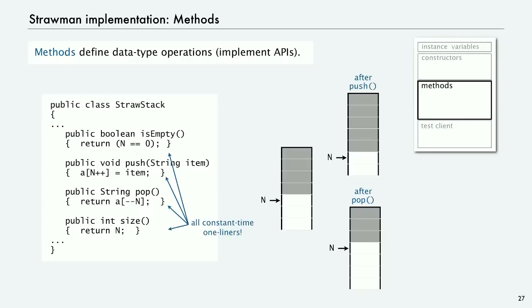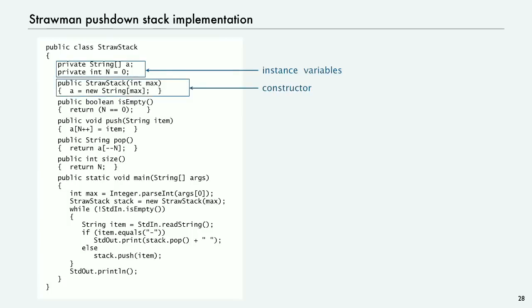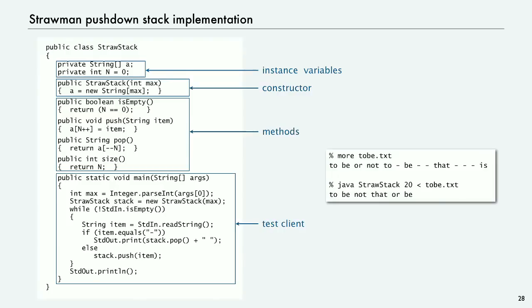Constant time one-liners, and even in the simplest kind of machine language, these things are going to be only a few instructions. And so the very first computer systems that needed to use stacks to do things like evaluate arithmetic expressions and function calls would use implementations like this. That's the complete implementation: the instance variables, the constructor, the methods, and the test client. And it produces the desired result.